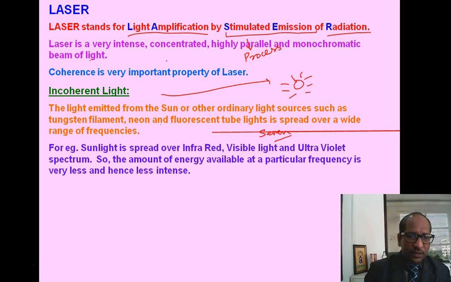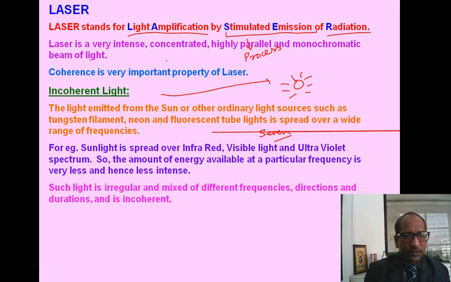For example, sunlight is spread over infrared, visible light and ultraviolet spectrum. So the amount of energy available at a particular frequency is very less, and hence less intense. Such light is irregular and a mixture of different frequencies, directions and durations, and is incoherent.